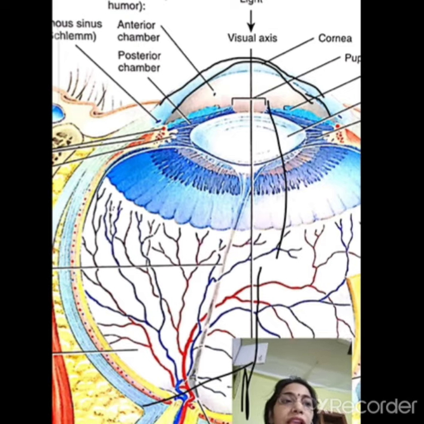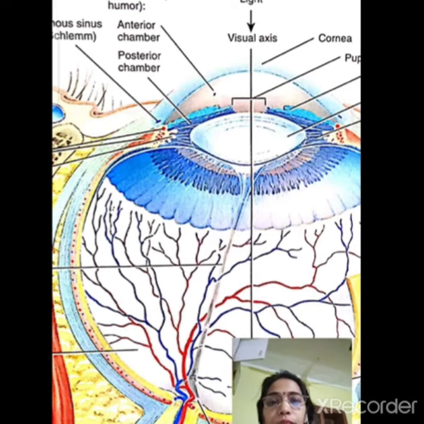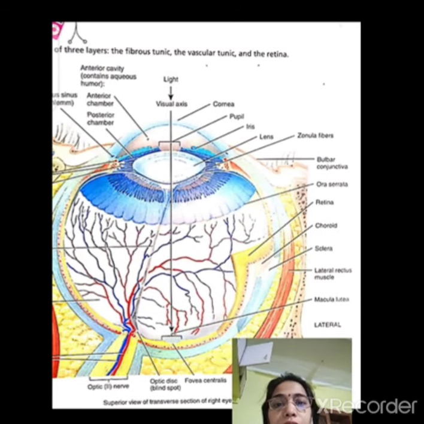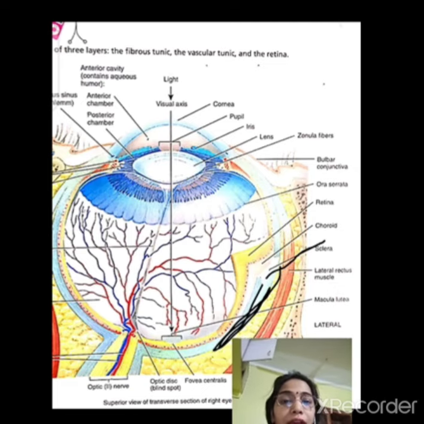Now, the sclera, the hard white of the eye, is a layer of dense connective tissue made up mostly of collagen fibers and fibroblasts. This blue portion is your sclera. So the sclera is the white of the eye. The white color of the eye is because of this sclera.